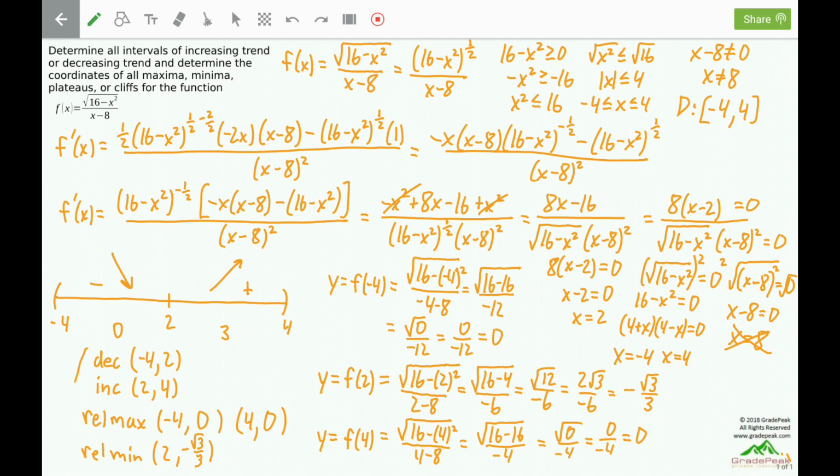And so we have one decreasing interval, one increasing interval, a relative maximum at -4, 0, and another one at 4, 0, the two endpoints, and a relative minimum occurring in between at 2 with a y-coordinate of -square root of 3 over 3.